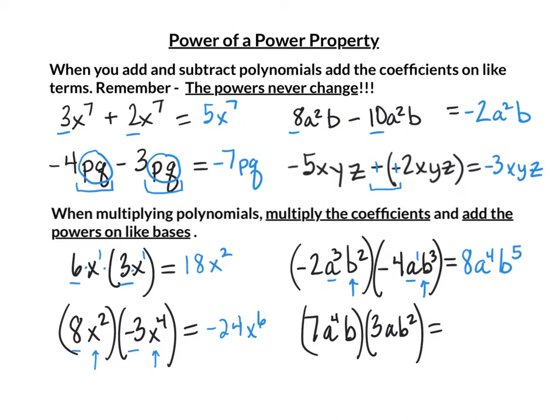And the last one here, 7 times 3, well, that's 21. A to the 4th times a to the 1st is a to the 5th. And b to the 1st times b to the 2nd is b cubed.